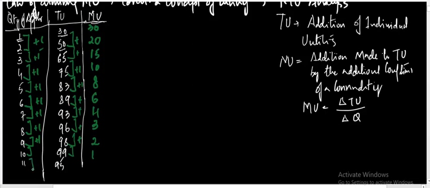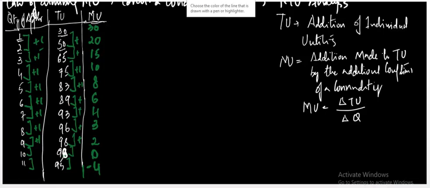Now the very important thing here: moving from 10 to 11, my satisfaction is reducing, that is minus 4. Let me take this as 98 only, so this will become 0.